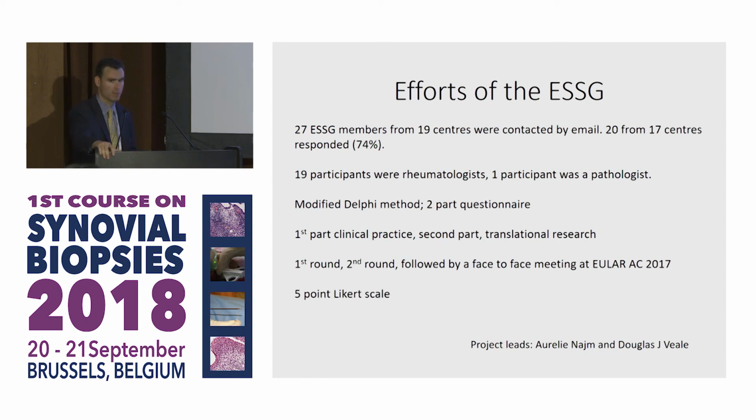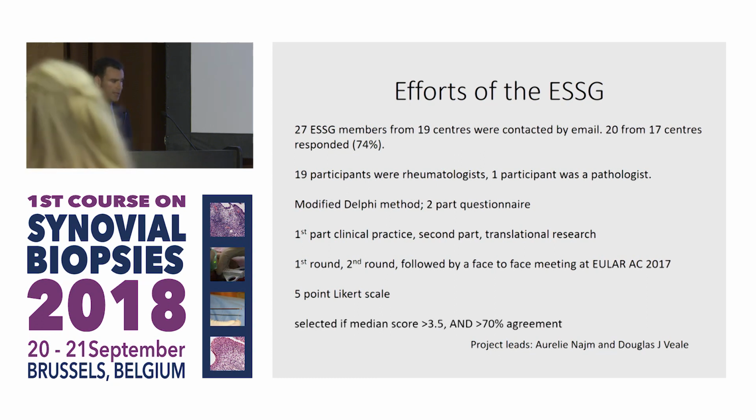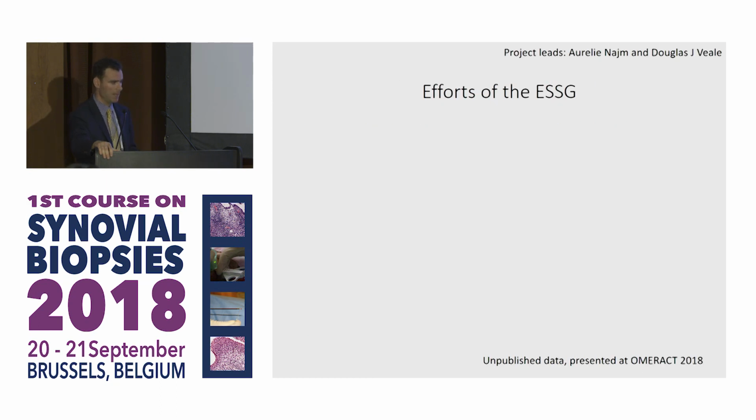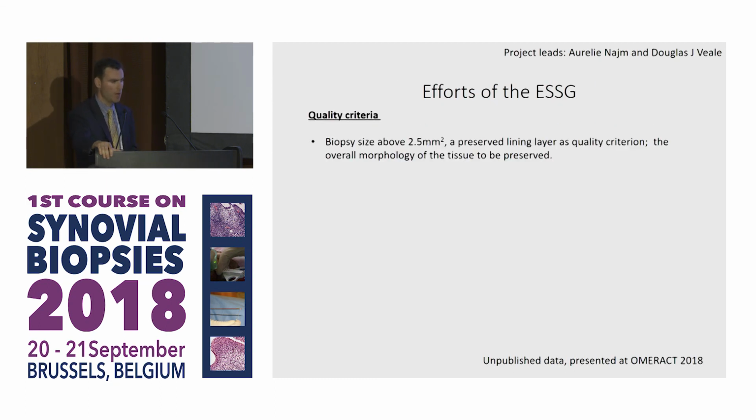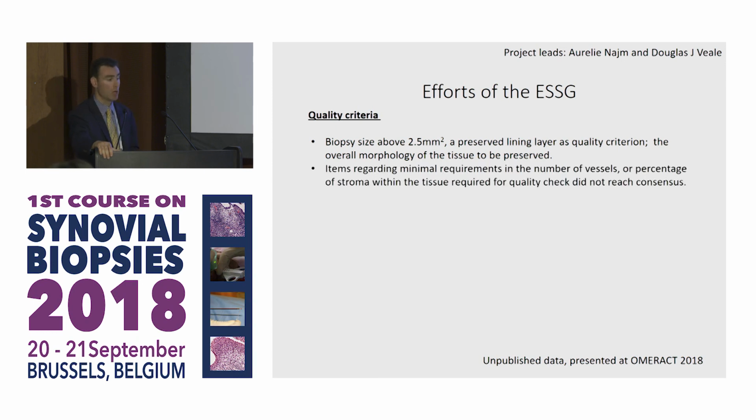They used a 5-point Likert scale for each statement, and then selected that statement to go forward to the next stage if it had a median score of greater than 3.5 and more than 70% agreement amongst all participants. So in relation to quality, the biopsy size above 2.5 millimeters and the preserved lining layer were seen as good quality criteria, and the overall morphology of the tissue should be preserved. But that's a very broad statement. Items regarding minimal requirements for reporting in the number of vessels, the percentage of stroma within the tissue required for quality check did not reach any consensus.